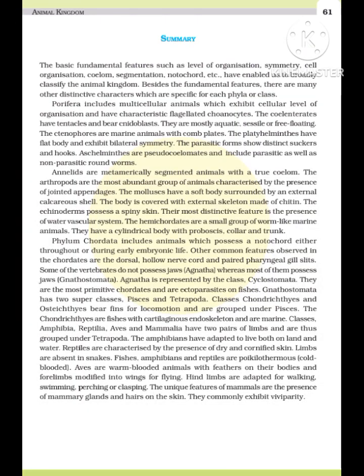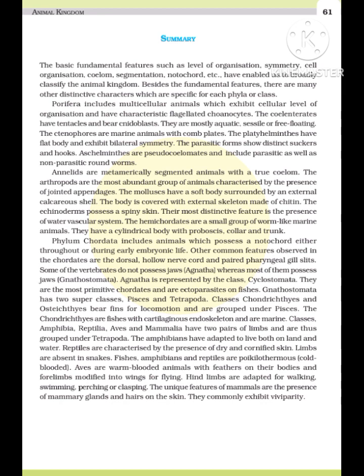Summary. The basic fundamental features such as level of organization, symmetry, cell organization, coelom, segmentation, notochord, etc., have enabled us to broadly classify the animal kingdom. Besides the fundamental features, there are many other distinctive characters which are specific for each phylum or class.